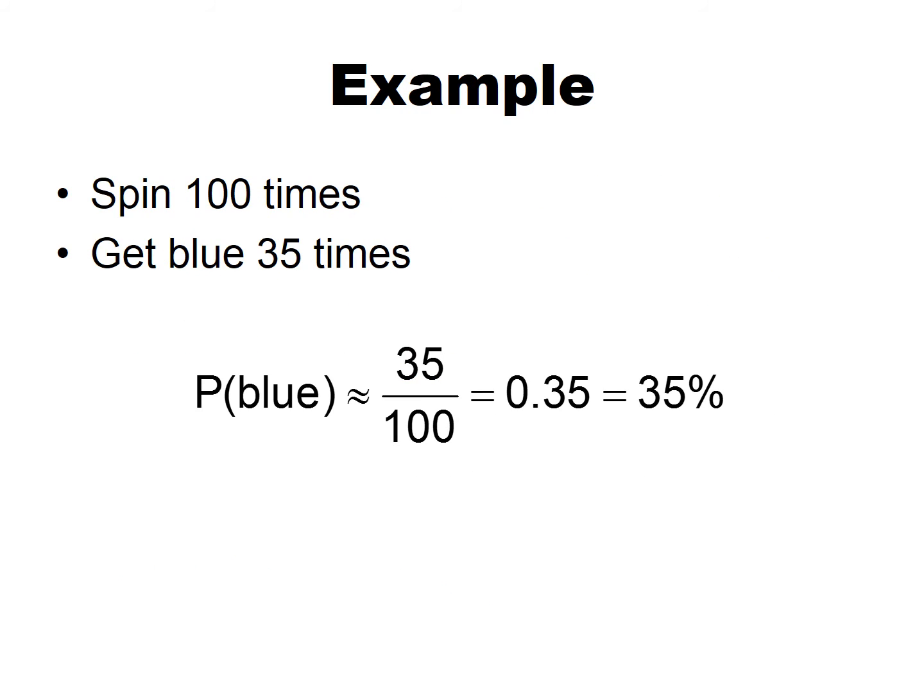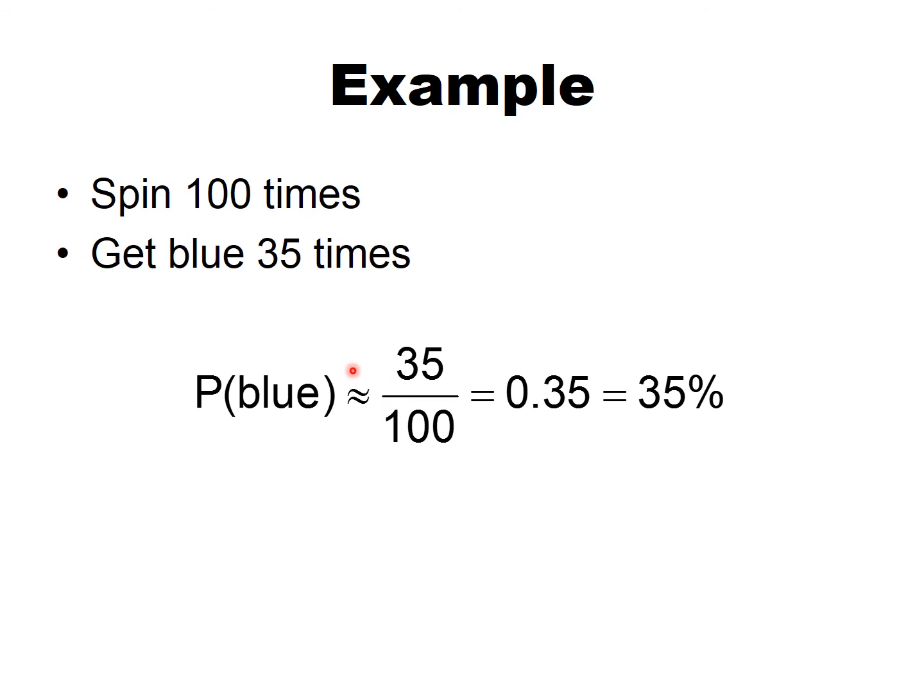So let's do a quick example of how we could do this calculation. Let's suppose that we spin this spinner 100 times and we get blue 35 times. So then our probability of blue is approximately 35 divided by 100, which is 0.35, or sometimes we report probabilities as percentages, 35%. So the probability of blue is approximately 35%.